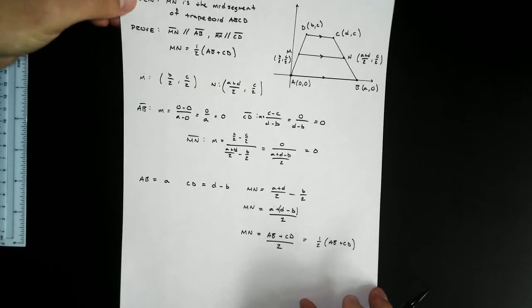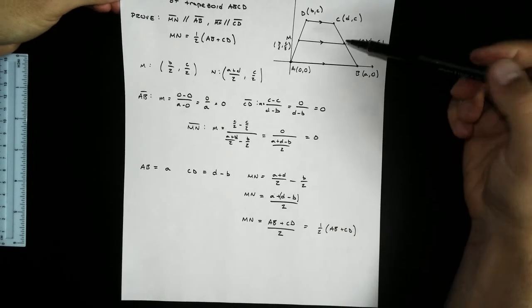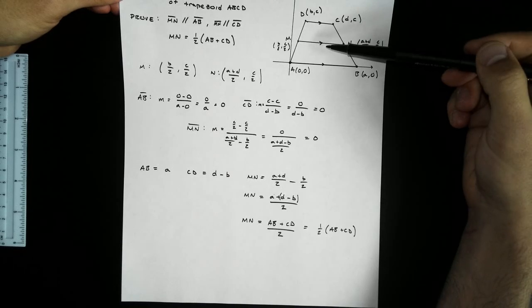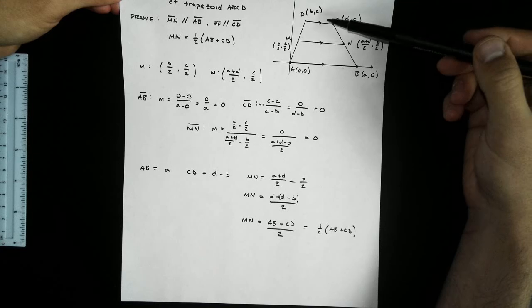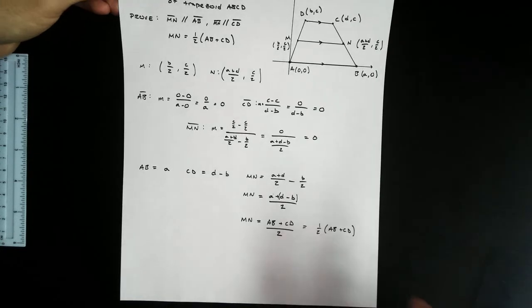So coordinate proof, justifying what we wanted to there. So the theorem states that all three of these are parallel to each other and that the length of the midsegment is half of the sum of the two bases, or basically it's the average.